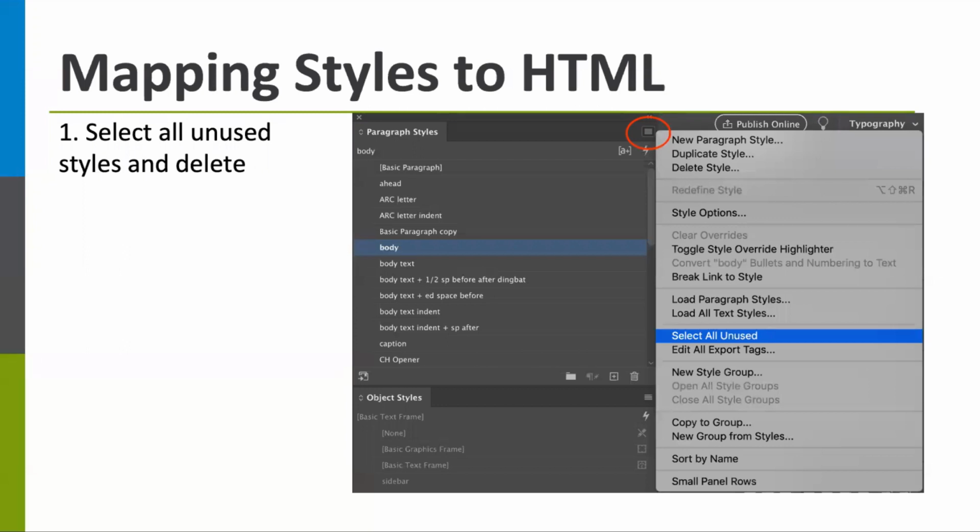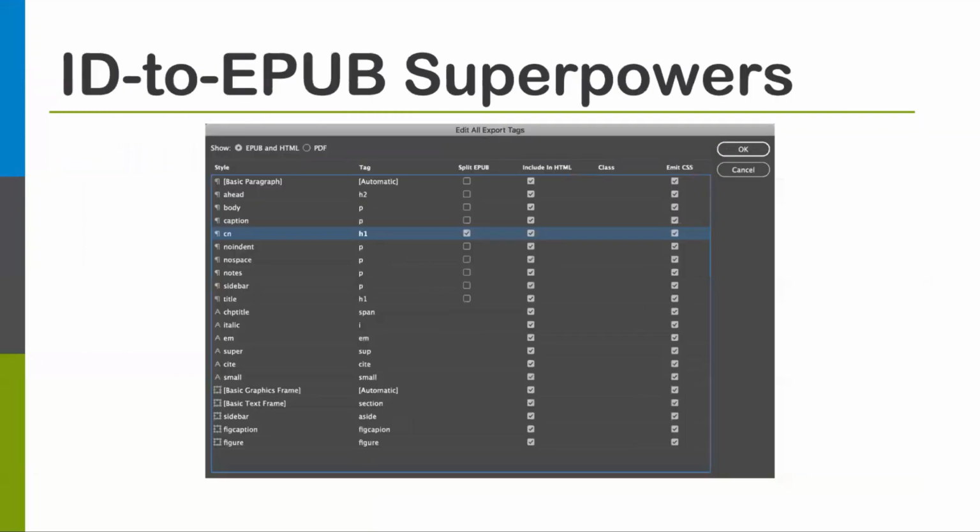Step 2. Go back to that same flyout menu and scroll down to Edit All Export Tags. This is the source of your InDesign to EPUB superpowers. This is Thor's hammer even. This screen will display all the paragraph, character, and object styles in use in the files.